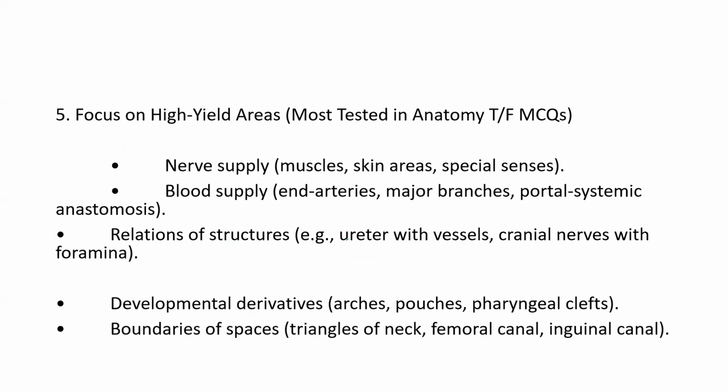Okay, so if we are going to work on the MCQs, these are the most tested anatomical areas: nerve supply and blood supply, relations of structures, usually for example the ureter and cranial nerves, developmental structures, and boundaries of spaces. Those are the most frequently asked areas in anatomy. So we have to work more on these structures to identify what things we have to study.